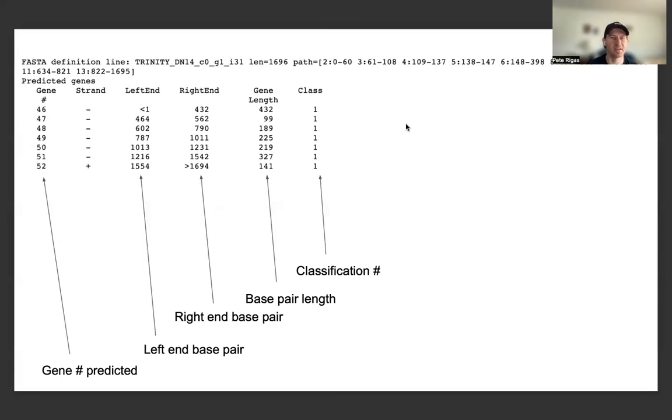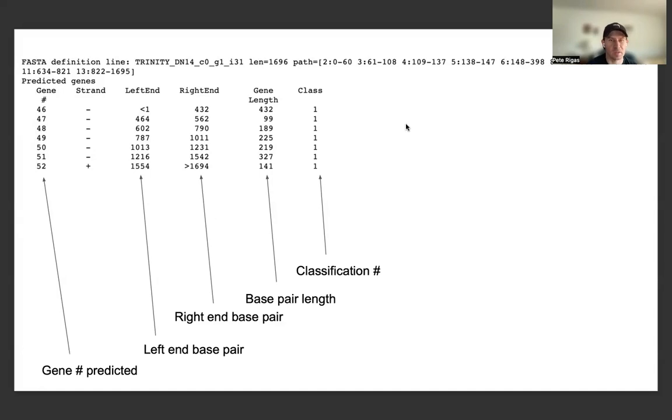To go into more detail about different ways that the genetic sequences could be classified, we can see that starting from the rightmost column, we have the class in which all of the potential genes are listed from 46 to 52 that the algorithm predicts for this given FASTA input sequence. They all belong to class 1.